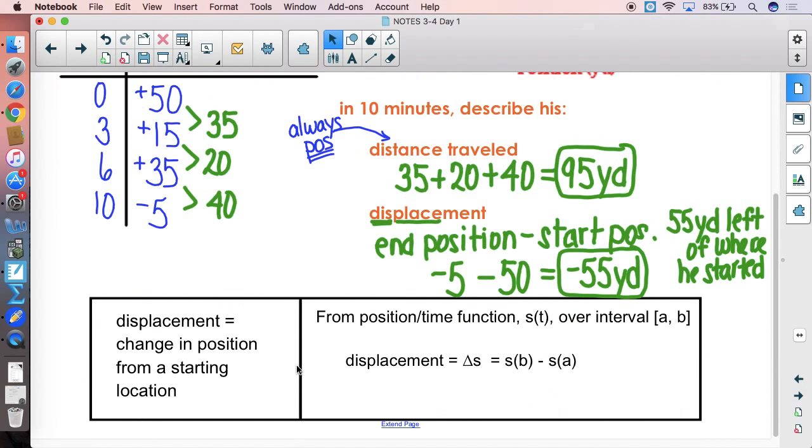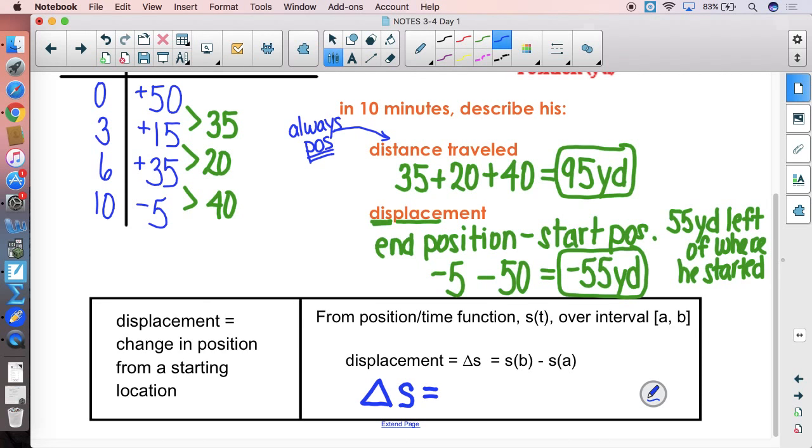So down in the box, displacement, which might be something you haven't used a lot, maybe you have, is a change in position from your starting location. So to calculate it over in the box, it's showing you some symbols. We know that displacement is change in position. That's what delta means, or difference in position. So it's going to be, they've got it as S of B, that's your ending location, because that's at time B, minus your starting location, or position.